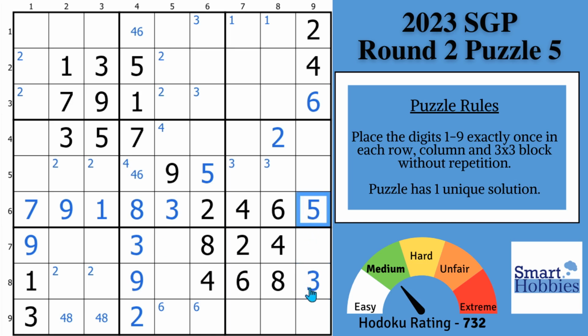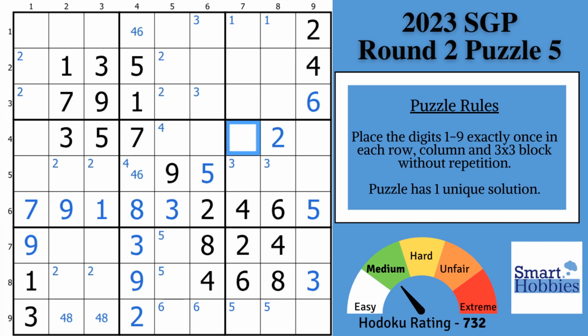And so you might look right here and notice this 5 now creates a pointing pair of 5s, which restricts the 5s to these 2 cells in block 8. And you may not see much else there. Might get a little bit stuck. So we're going to use some pointing pairs to help us out.